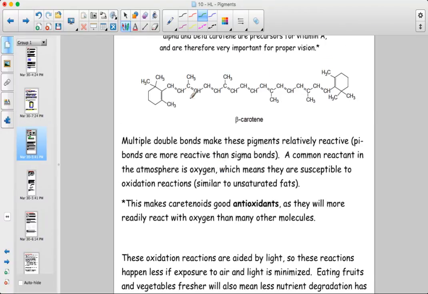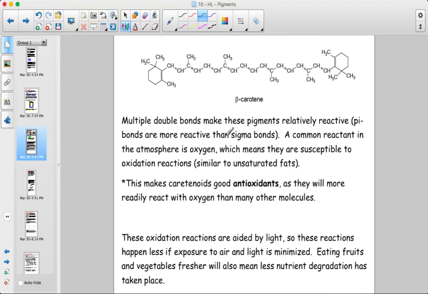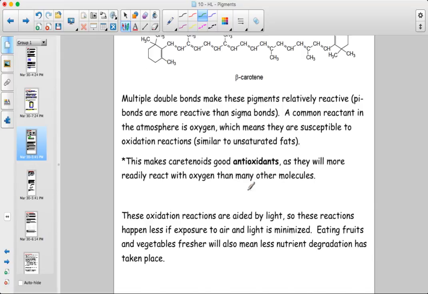These things are relatively reactive. We've talked about before, especially when we talked about fats, that carbon-to-carbon double bonds are fairly reactive. So these alpha and beta carotene can react with oxygen from the atmosphere, and that makes them effective as antioxidants. It means they themselves can go bad, but it means that they can protect other important particles from going bad.